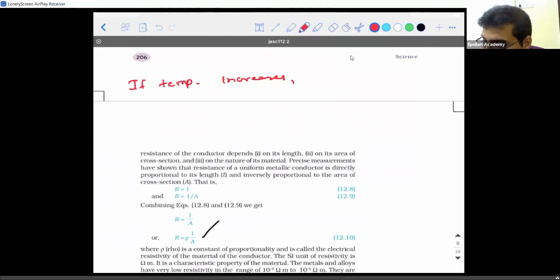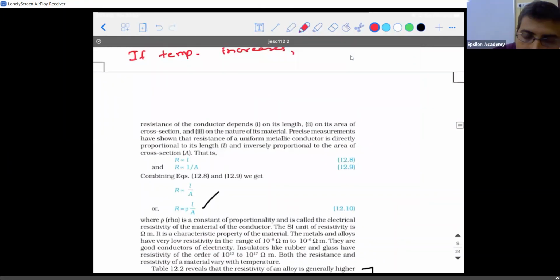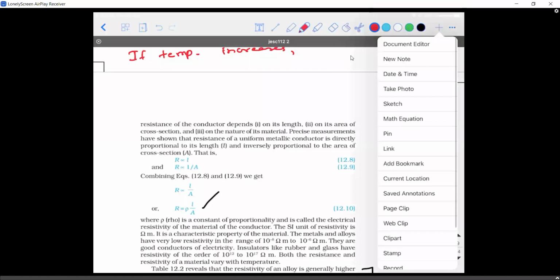Okay. And the next important point is resistivity of a given material is always a constant. Are you able to understand what I'm trying to say? Yes. So here, this is what I want you all to understand.